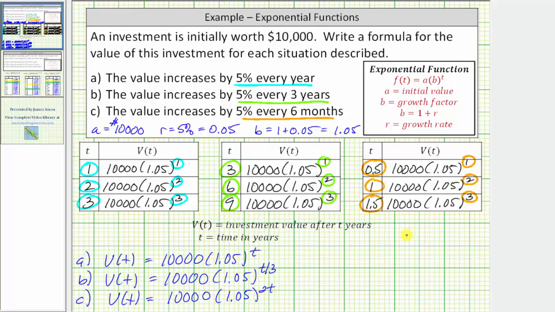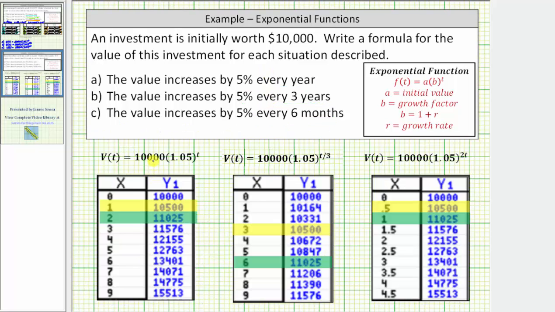Before we go, let's compare some of the values in these three situations. This first table is when the growth is every year. This is the table when the growth is every 3 years. And this is a table when the growth is every 6 months. So in the first table, notice how after 1 year, the value is $10,500. In the second table, notice how it takes 3 years to reach the same value of 10,500, again because the value increases by 5% every 3 years. And for this last table, the value is 10,500 after 0.5 years or half a year, because the growth is 5% every 6 months.